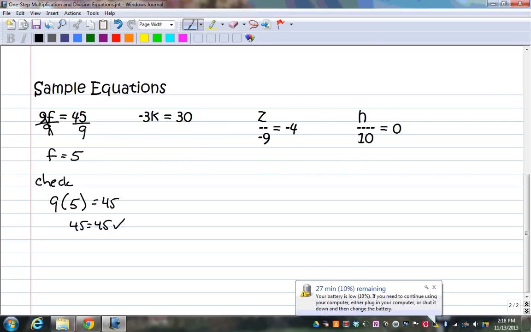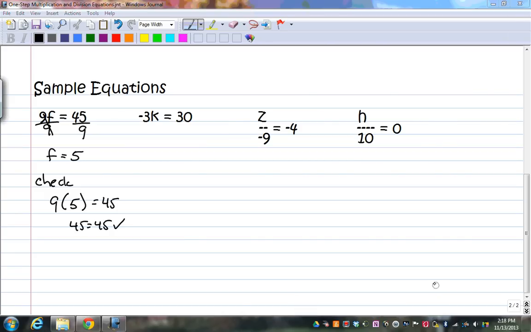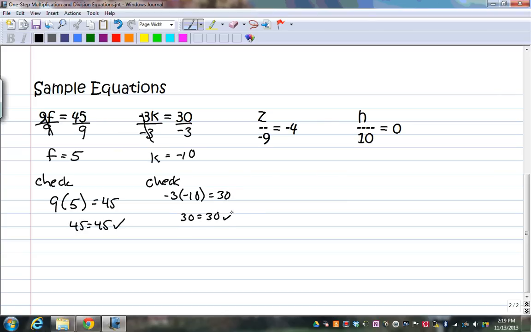Next one, I have negative 3 times k is equal to 30. I want to get rid of the negative as well. Oh, my battery is dying. That's okay. I want to get rid of the negative as well because I want to know what k is. I don't want to know what a negative k is. So I'm going to divide both sides by negative 3. These go away, leaving k is equal to negative 10. Perform my check step. And I have negative 3 times negative 10 should be equal to a positive 30. And it is. Wow, I love this.